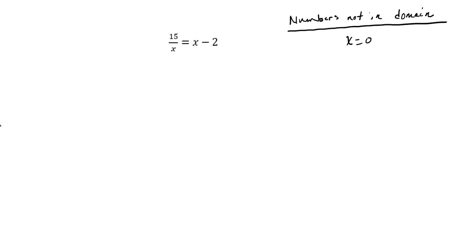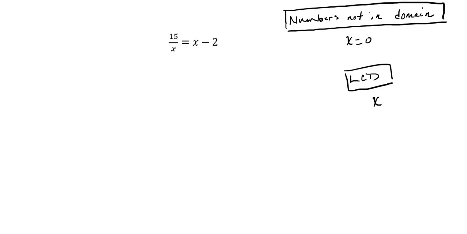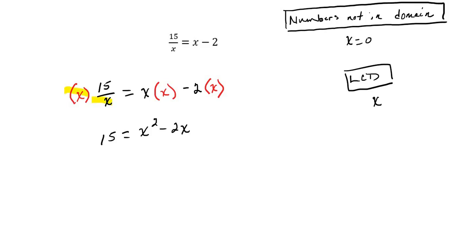The next thing that I'm going to do is to find my least common denominator. In this problem, I only have one denominator, which is x, so that's my least common denominator. So I'm going to multiply both sides of my equation by x. On the right-hand side, when I multiply by x, I distribute, so every term gets multiplied by x. When you multiply through by your common denominator, your fractions go away. So now I have a quadratic equation.